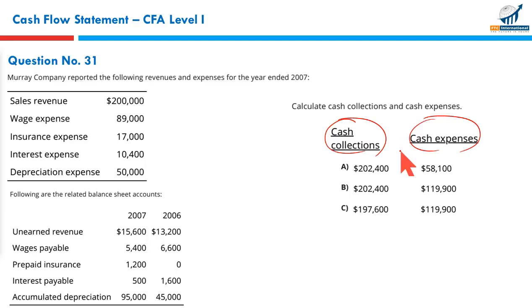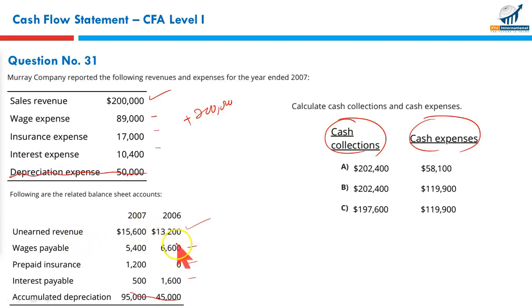So what are the sources of cash inflow? Sales revenue. It's outflow, outflow, outflow. Depreciation is not a cash transaction. This is revenue. Wages payable, insurance, interest, and depreciation to be ignored. All right. Now, sales revenue is $200,000 positive.